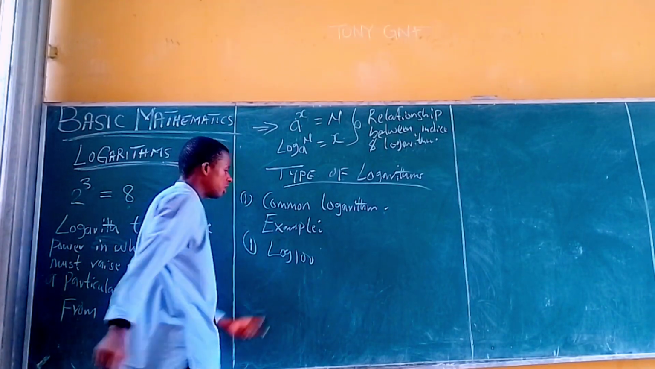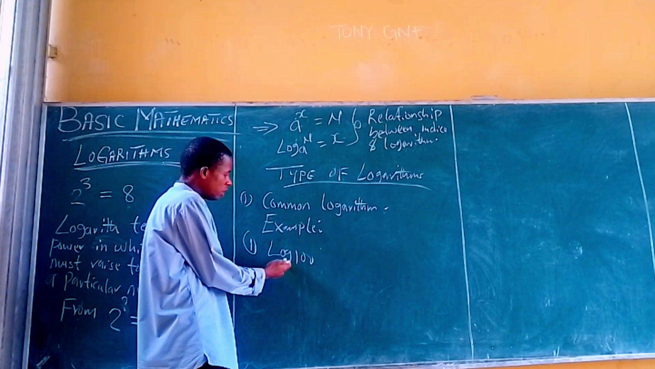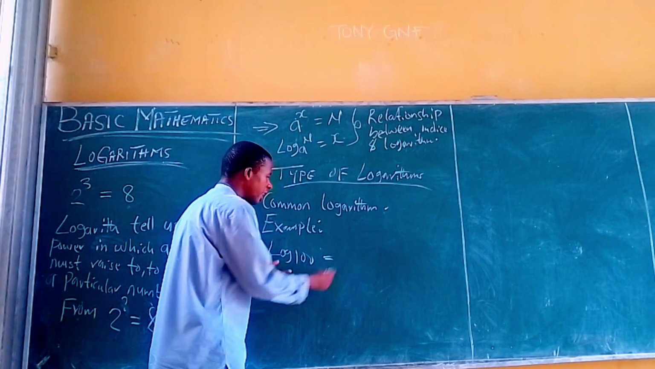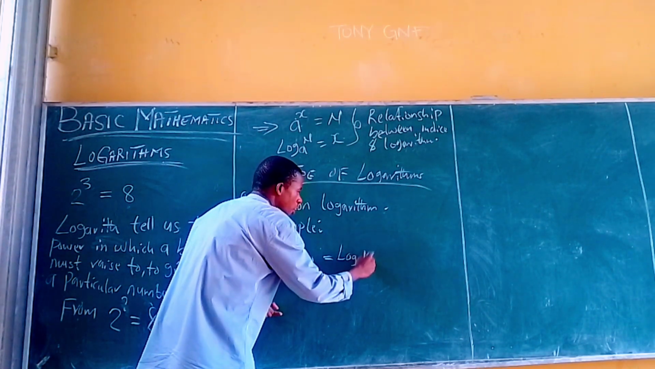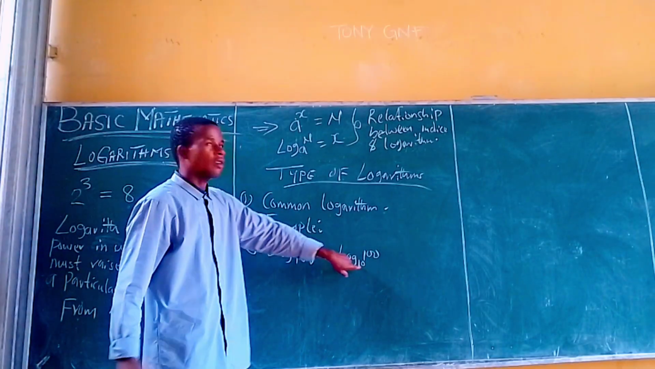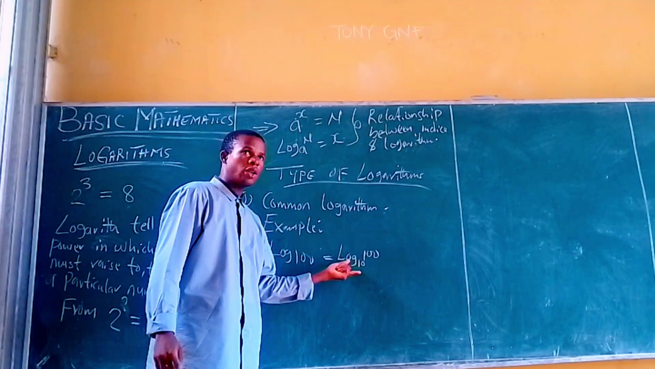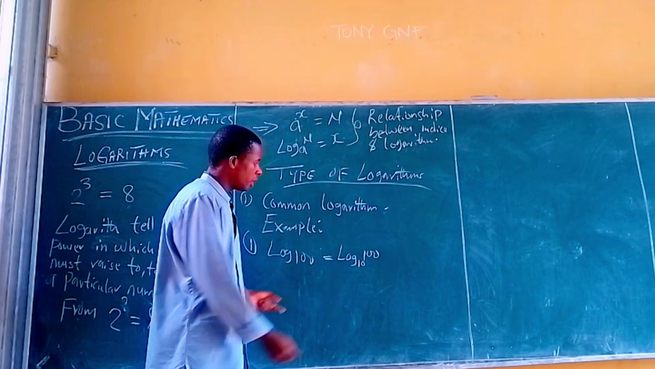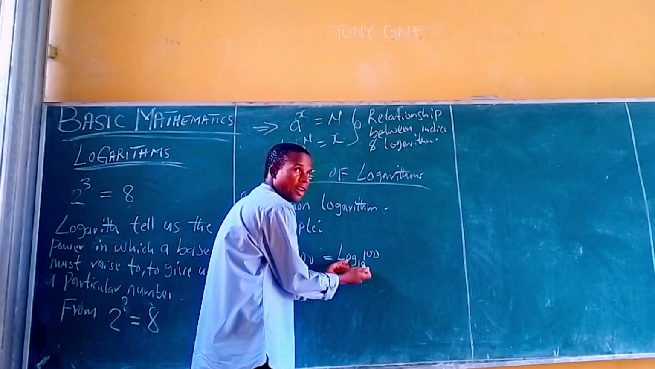If you have log of 100, it's a common logarithm because this log is in base 10. This is the same thing as log base 10 of 100. Even though they do not write this base 10, you know that it is base 10 because it's a common log. Now, you want to find the power here, right?